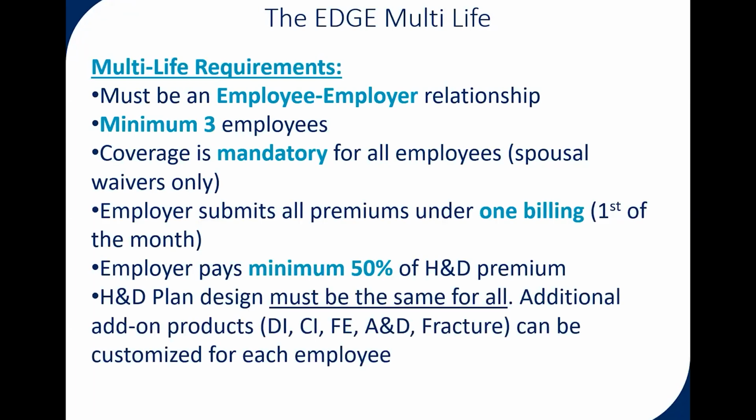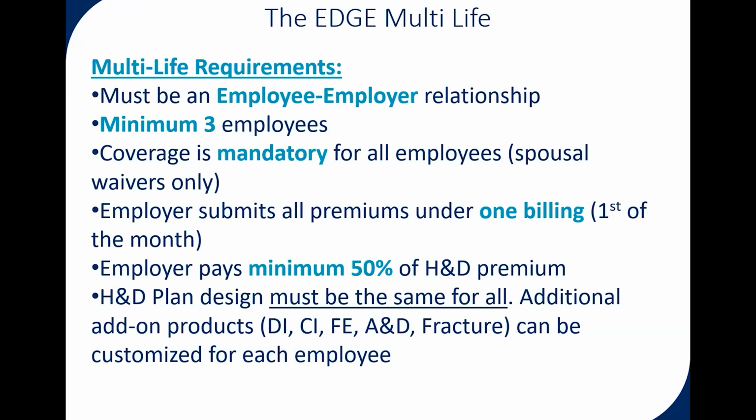In order for it to qualify, these are rules that you're going to see in the group world. There has to be an employer-employee relationship. We need at least 3 employees. Everybody's going to take the plan unless they have a spousal waiver. We do it on one billing. It's always the first of the month where we start. The employer is going to pay at least half the cost. So these are requirements you would see in the group world.